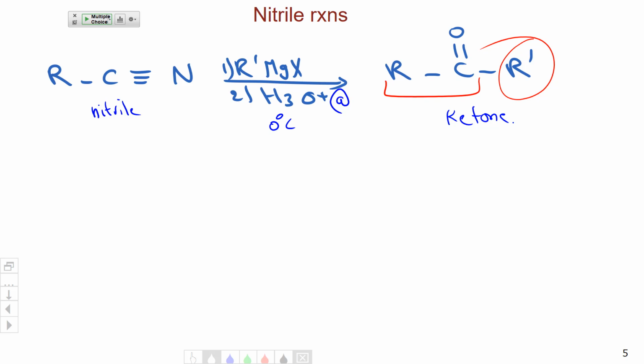Now, I know that when you look at it, it looks like, how exactly did that happen? So looking at the nitrile, where is the electrophilic center? Is there an electrophilic center in the nitrile? And where is that? Is it the R? Is it the carbon of the C triple bond N, or is it the nitrogen that has a partial positive charge? It's the carbon of the nitrile.